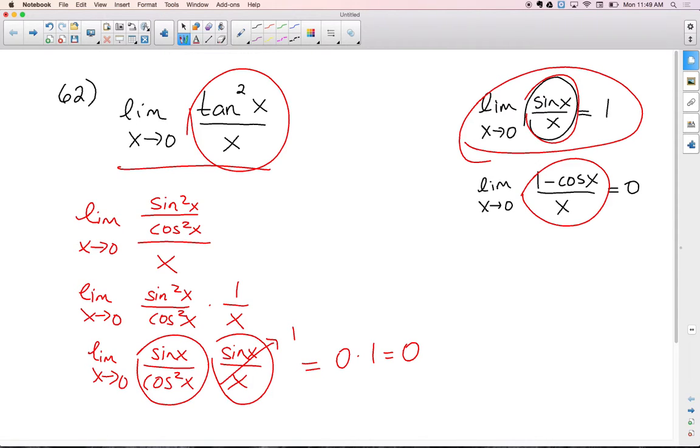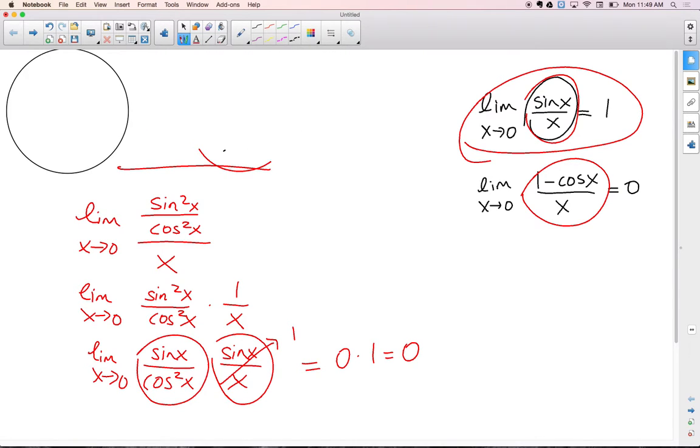It takes a little bit of work to get to it. That's why I want to do a few of them, so you just get used to the feel of it. It's very similar to knowing identities. Okay, another one. 66.